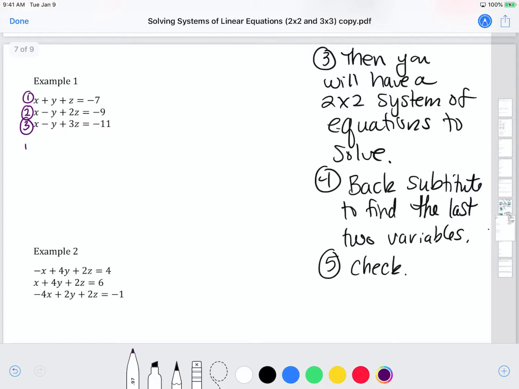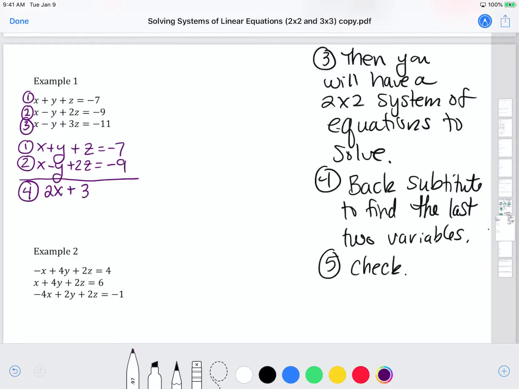So I'm going to write down equation 1, x plus y plus z is equal to negative 7. And equation 2 is x minus y plus 2z is equal to negative 9. And now I'm going to add vertically and eliminate that y. I'm going to call this new equation equation 4. So I get a 2x, the y's disappear, and I'm left with 3z is equal to negative 16. So I'm calling that equation 4.